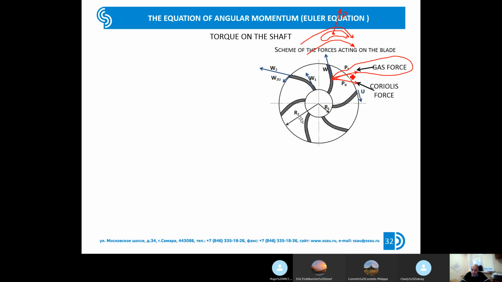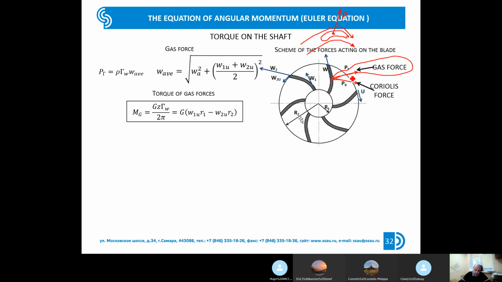In inertia forces, in our case, it will be the Coriolis force. How to calculate the gas force? Here, we will not spend a lot of time deriving this equation. I will give you the results. But in a few words, you can use this equation to calculate gas forces.